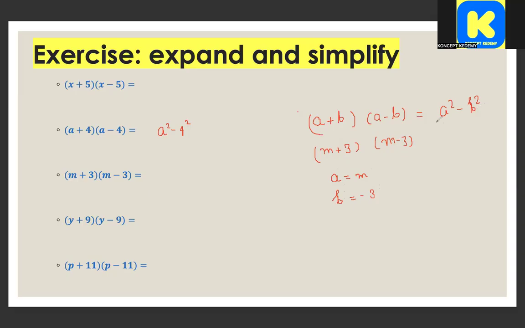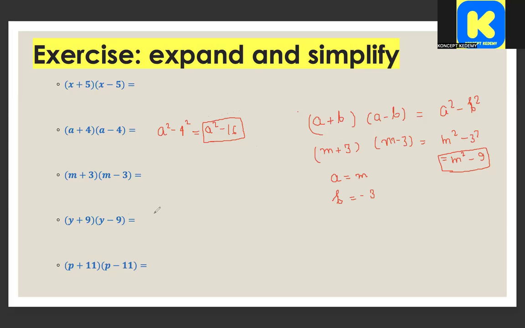So in the place of a square, there will be m square. In the place of b square, it will be 3 square. Or you can write it as m square minus 9. So this will be the final answer. And for this question, the final answer will be a square minus 16 because the square of 4 is 16. That's what I have done here.